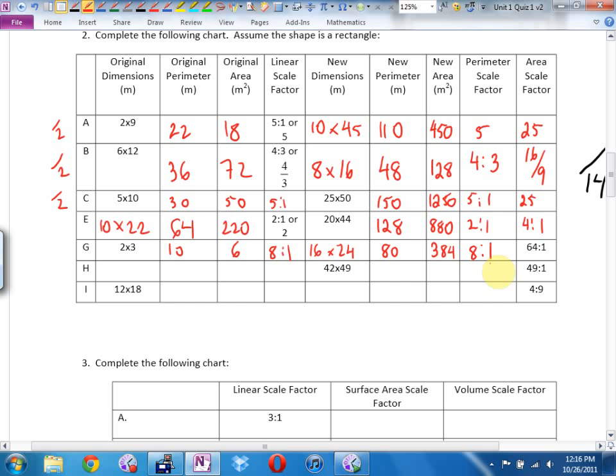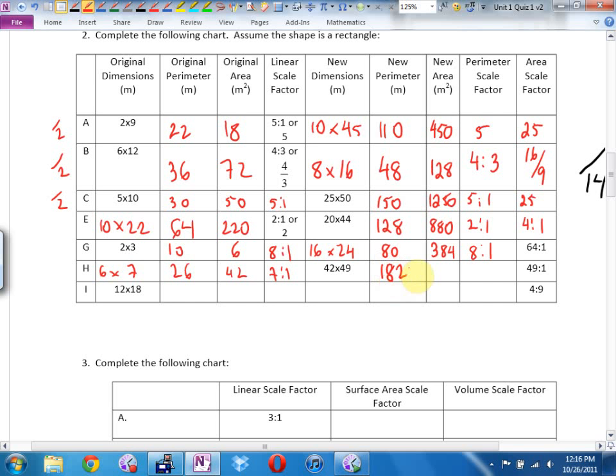49 to 1 means my linear was 7 to 1, square root, going backwards. 42 by 49, if I multiplied all those by 7, I must have started out with a 6 by 7, which means I'd have a perimeter of 26 and an area of 42. And a new perimeter of 42 and 49, 42 and 50 would be 82, so 80, 162? No? 42 plus 49 is 91, Mr. Dueck. 182? Whew. Horse almost bucked me off, but I stayed in the saddle.